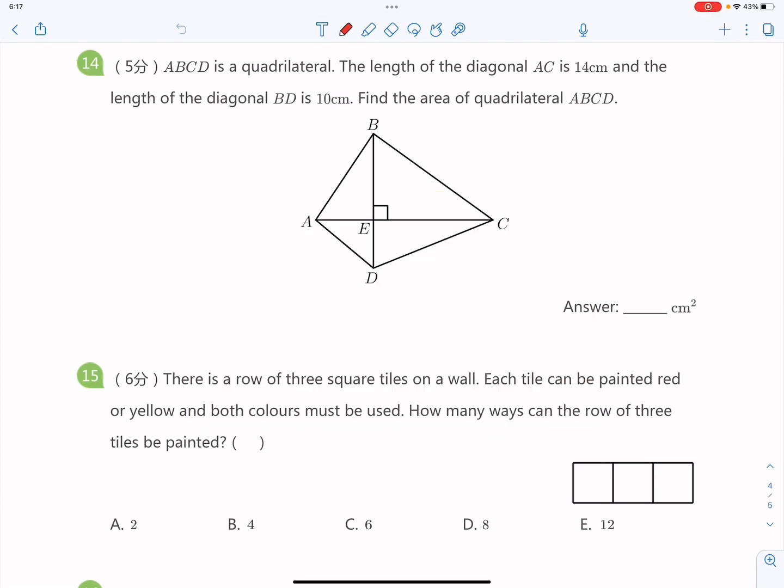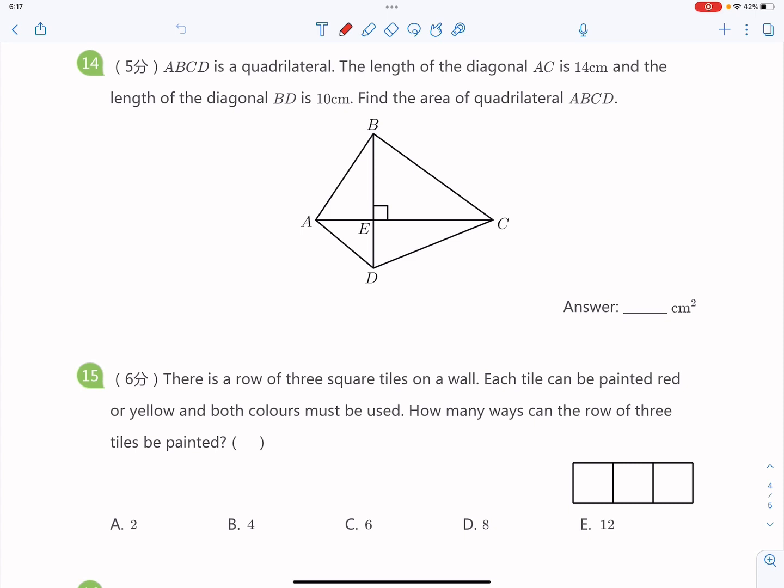Okay, so for question number 14 in the midterm test, we know that ABCD is a quadrilateral, and if you connect these two diagonals, you find they are perpendicular to each other. Question: if we know the length of AC is 14 and the length of BD is 10, what is the area of this quadrilateral ABCD?